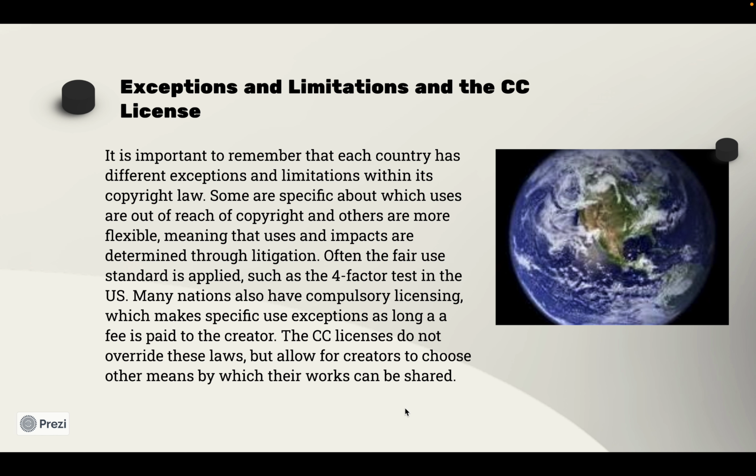Often the fair use standard is applied, such as the 4-factor test in the US. Many nations also have compulsory licensing, which makes specific use exceptions as long as a fee is paid to the creator. The CC licenses do not override these laws, but allow for creators to choose other means by which their works can be shared.